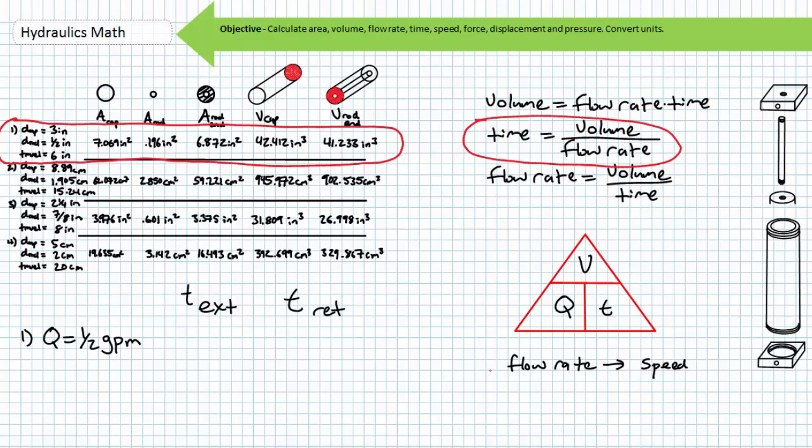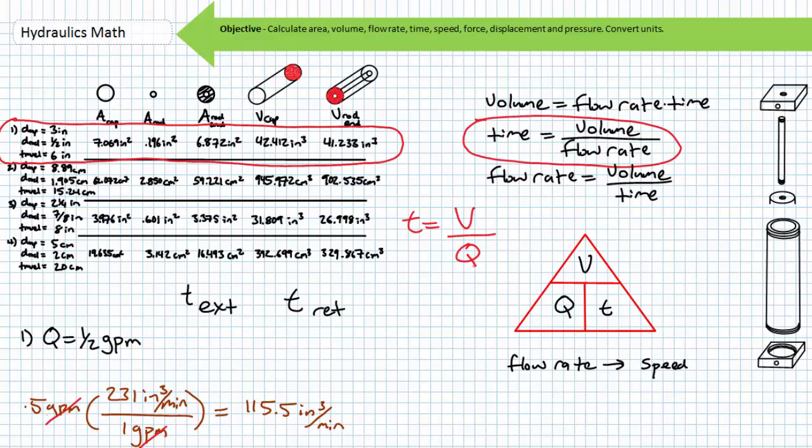Now, just put some numbers in there. Your choice. Convert the volume you want to fill to units of gallons, or convert your flow rate to units of cubic inches per minute. And again, for extension, our volume of interest is the cap end. For retraction, our volume of interest is the rod end. I'll start by converting our flow rate from gallons per minute to units of cubic inches per minute. Units of gallons per minute cancel out, and we're left with a flow rate of 0.5 gallons per minute being equal to 115.5 cubic inches per minute.